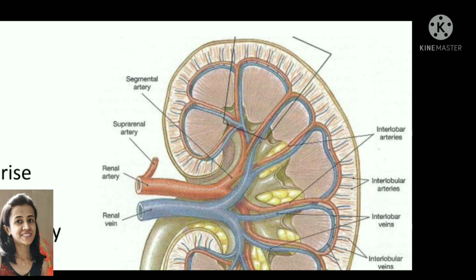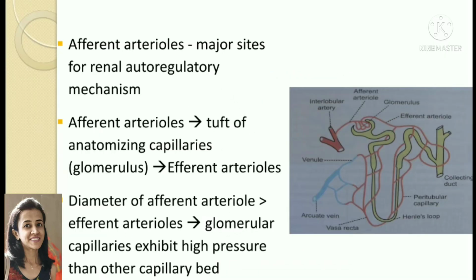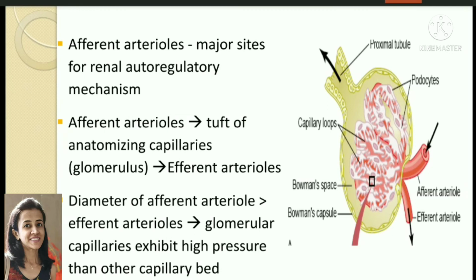These afferent arterioles divide into capillaries, and this capillary loop unites to form efferent arterioles. Afferent arterioles are the major sites for renal autoregulatory mechanisms. They divide into a tuft of anastomosing capillaries known as the glomerulus. The diameter of the afferent arteriole is more than the efferent arteriole, and therefore glomerular capillaries exhibit higher pressure than other capillary beds. You can see here the diameter of afferent and efferent arterioles.